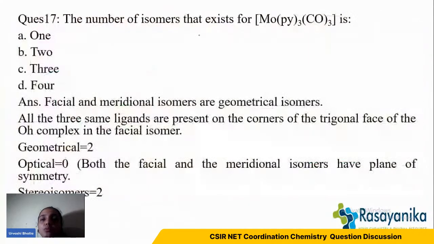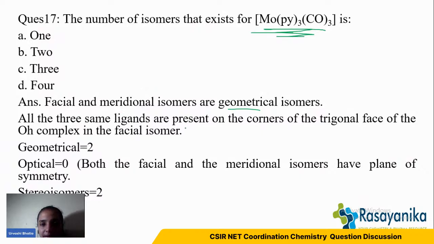The number of isomers that exist for Mo(Py)3(CO)3. This facial-meridional question has also been asked in the exam. Facial and meridional isomers are geometrical isomers for this kind of complex, MA3D3. A3 is pyridine, and D3 is carbonyl.